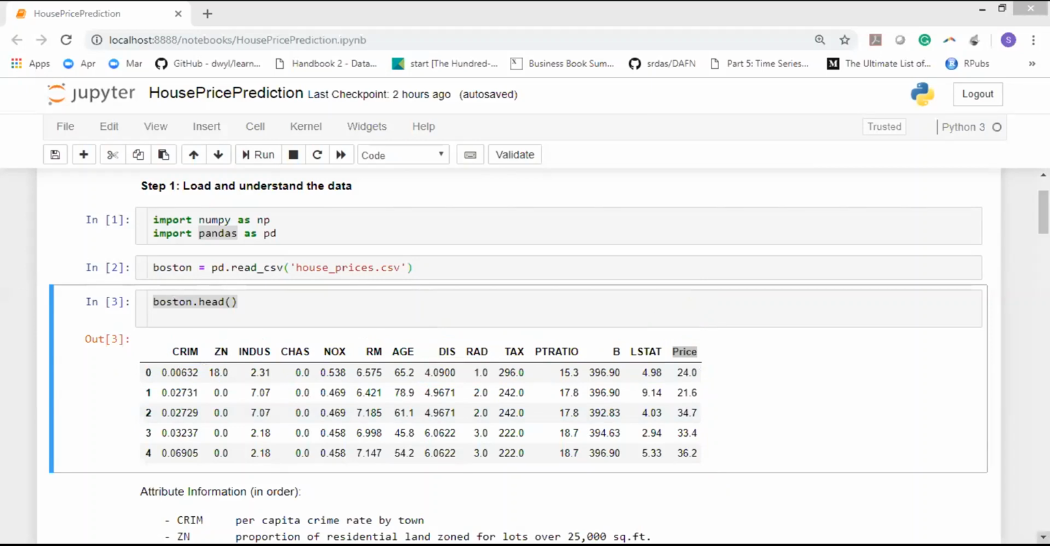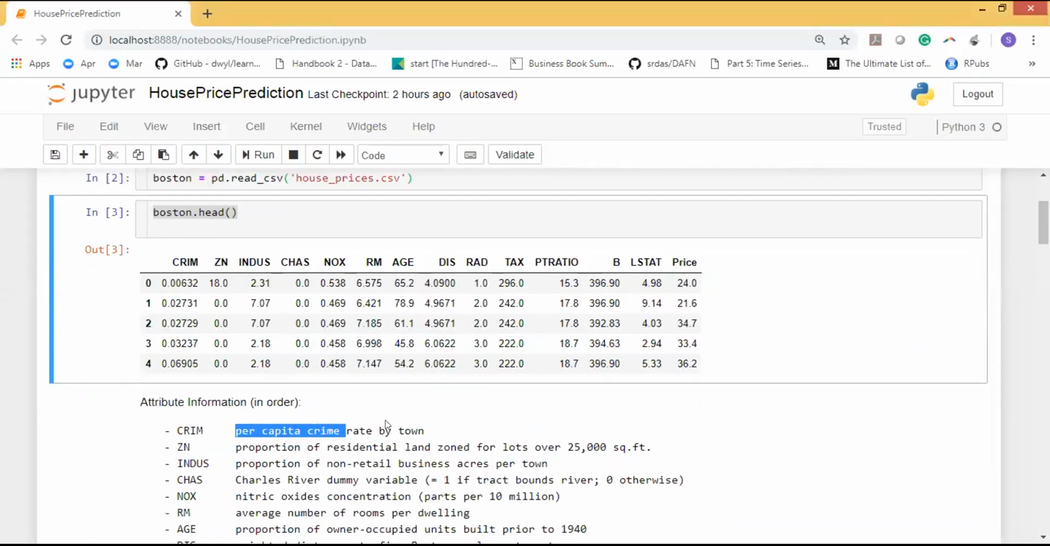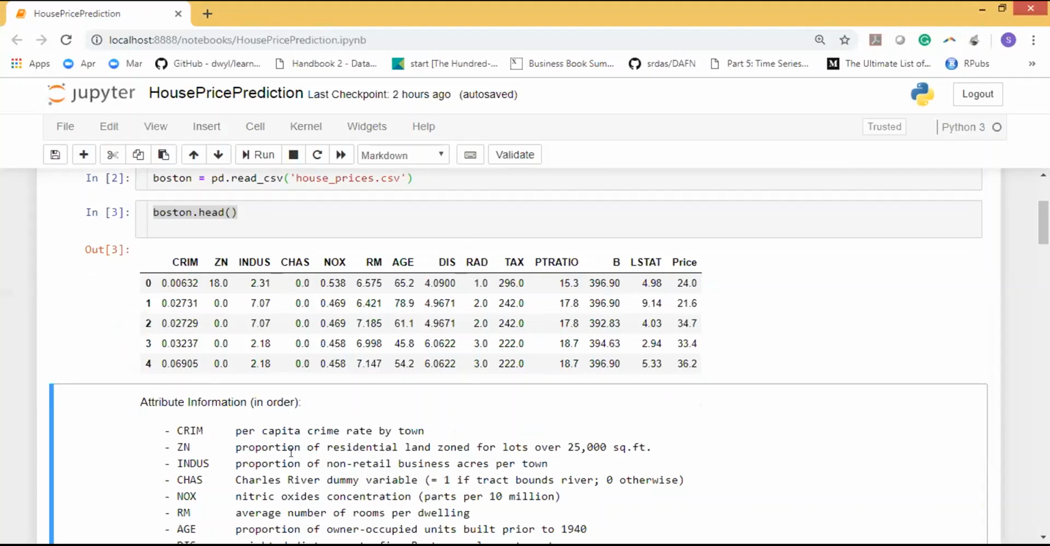So let's look at what the columns are. The columns are basically per capita crime rate in that particular town, proportion of residential land zoned for lots over 25,000 square feet, proportion of non-retail business acres per town. CHAS is basically the Charles River dummy variable: 1 if tract bounds the river, 0 otherwise. You don't really have to understand what a dummy variable and all of these parameters really mean.